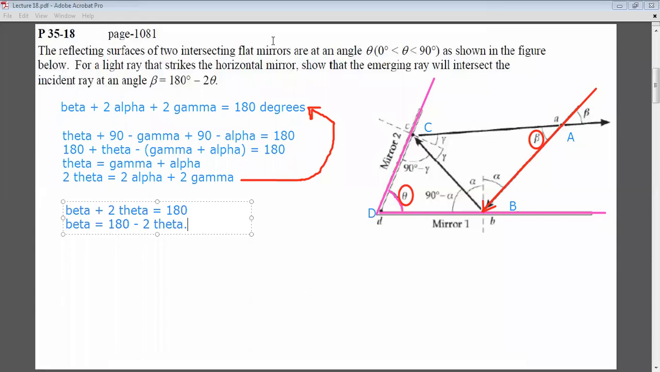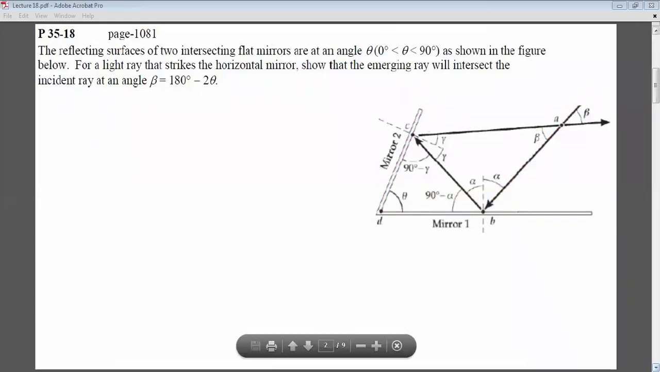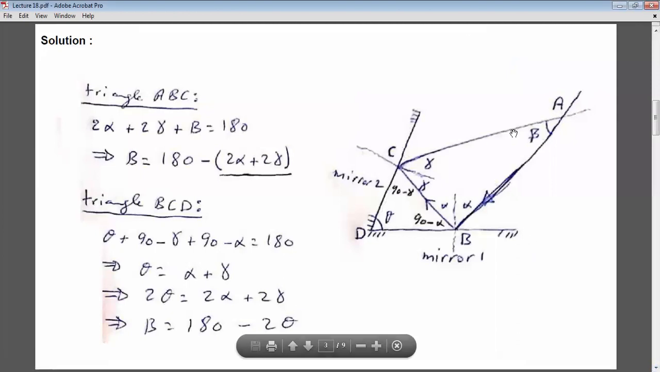Let's do another exercise, also applying this. So here you find the full solution. First we start with triangle ABC, and we write that the sum of the 3 angles is equal to 180, which gives me angle beta is 180 minus the sum of the 2 other angles. Then in this small triangle, I have also the sum of all the angles is 180. Because 90 plus 90 is 180, it cancels out with 180, and I will have theta equal alpha plus gamma, which means 2 theta is equal to 2 alpha plus 2 gamma. I plug it up here, and I will get beta is 180 minus 2 theta.